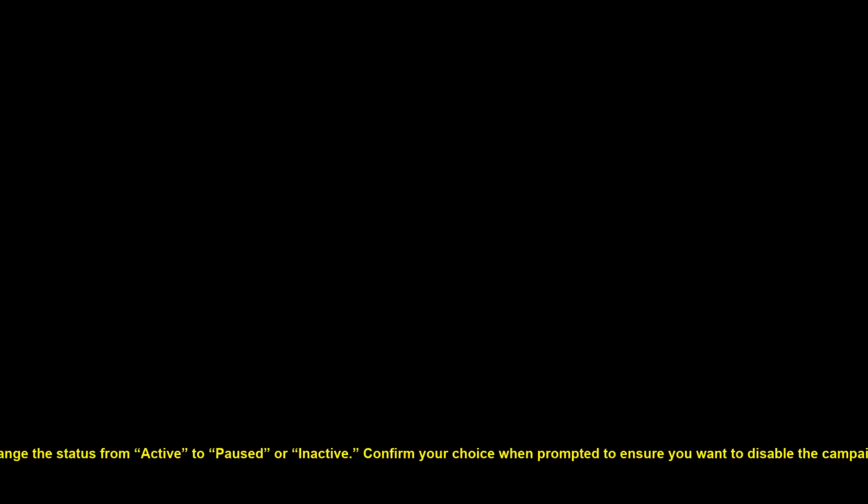Locate the status option within the campaign settings. Change the status from active to paused or inactive. Confirm your choice when prompted to ensure you want to disable the campaign. If applicable, review any additional settings or conditions related to the campaign.